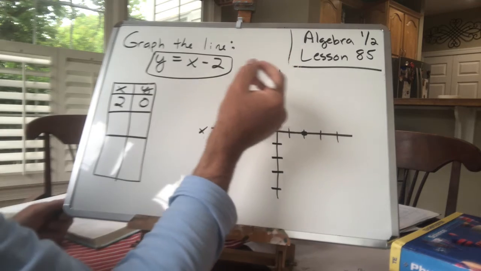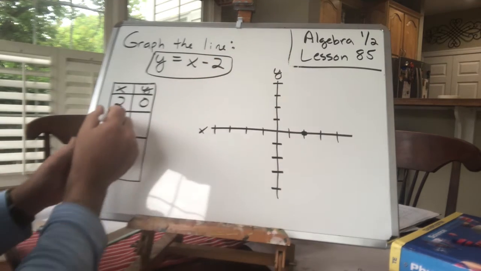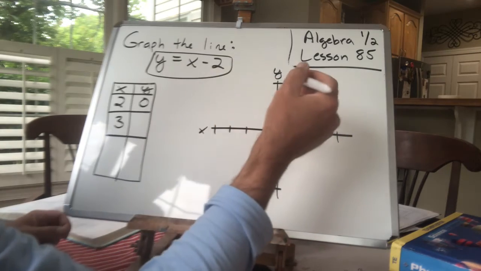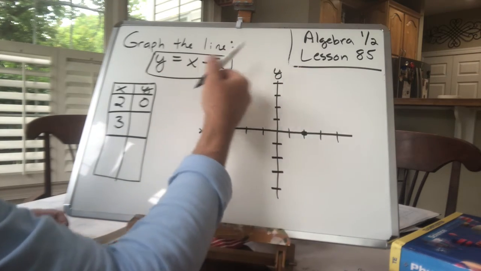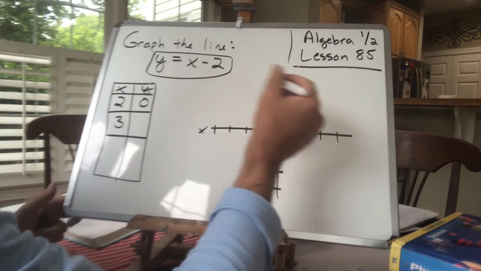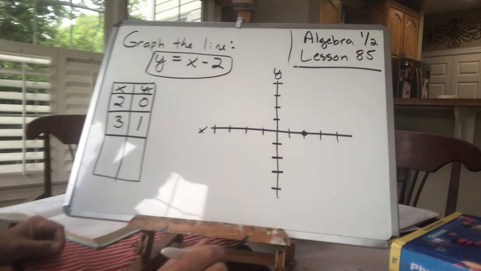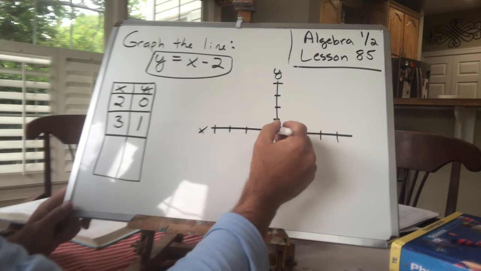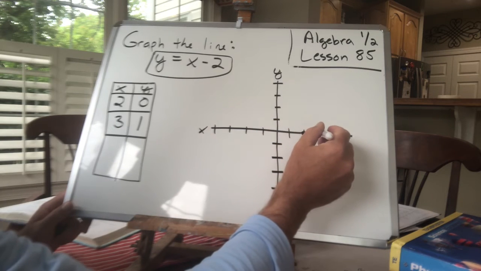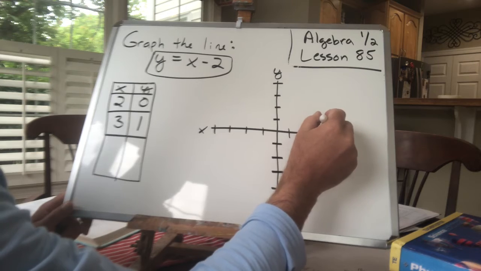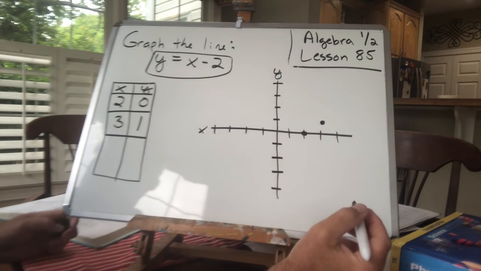Now I can make x equal 3. Let's make x equal 3. If I make x equal 3 right here, what would y equal? 3 minus 2 equals 1, right? So y would equal 1. If x equals 3, y equals 1. Well, where's 3, 1? Let's see. 1, 2, 3, and positive 1 would be up here, right?